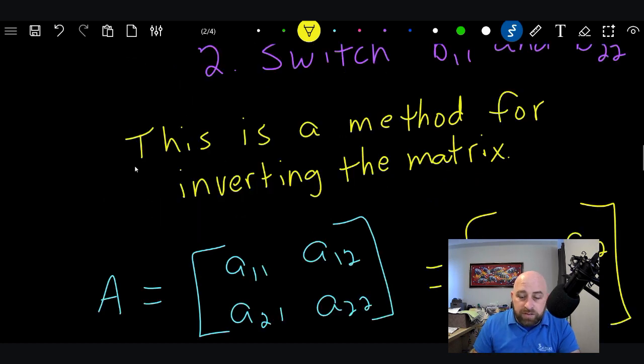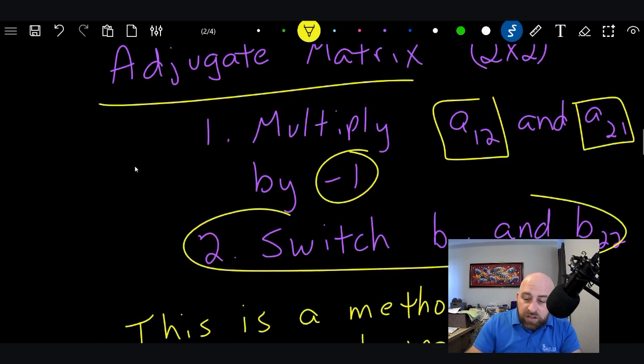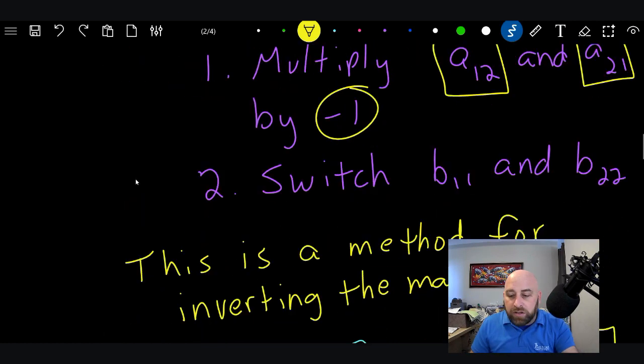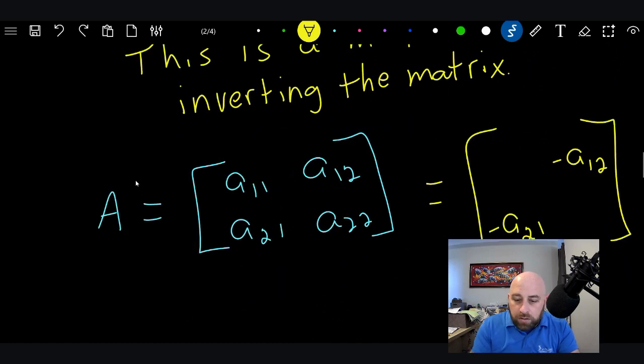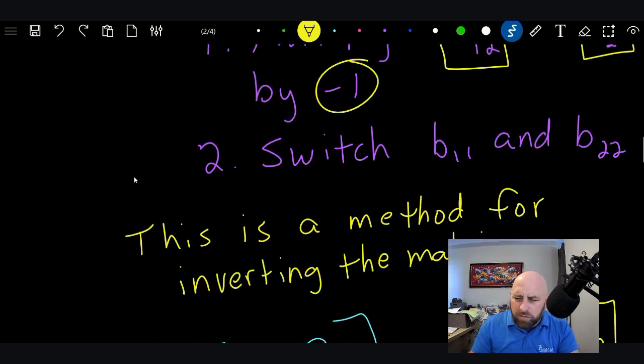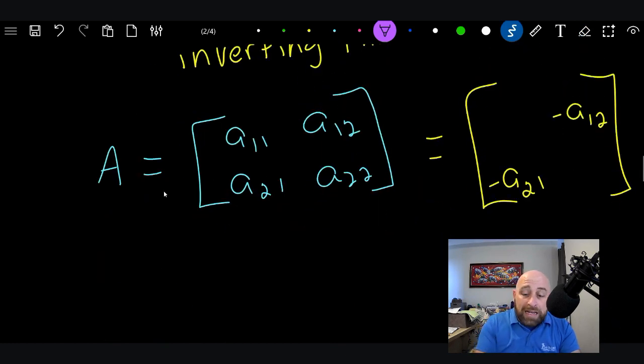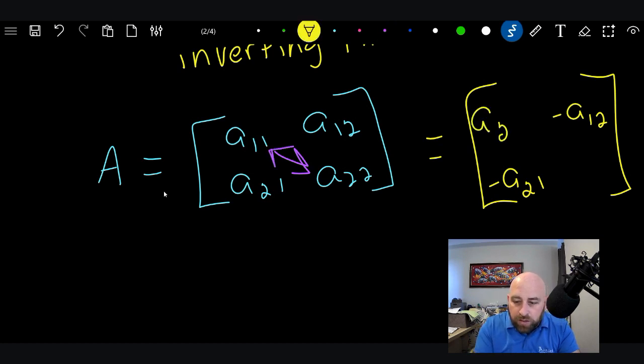There's only 2 steps. This isn't very hard. The second one is just switch A11 and A22. Well, I don't know why I switched to B right there. I think I know, the book shows it in B. I'm showing it in A. Sorry about that. I should say A. There we go. So A11 and A22, we're going to switch those two. So here is going to be A22, and here is going to be A11. This is our new adjugate matrix, so we've switched some things around.